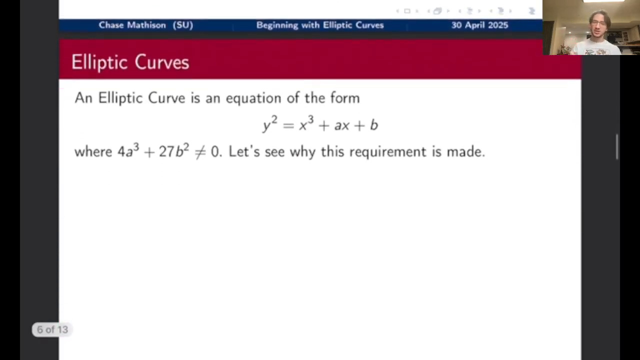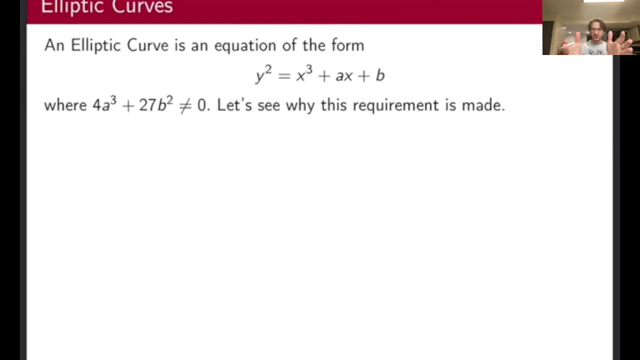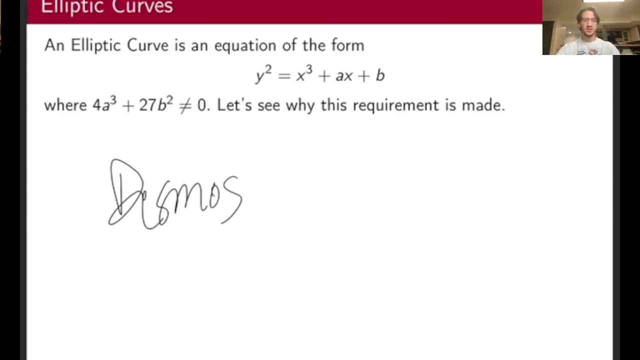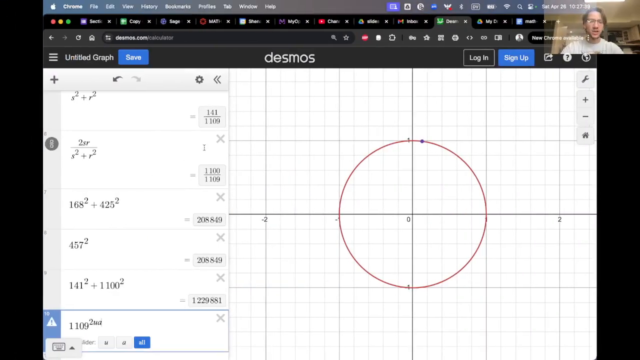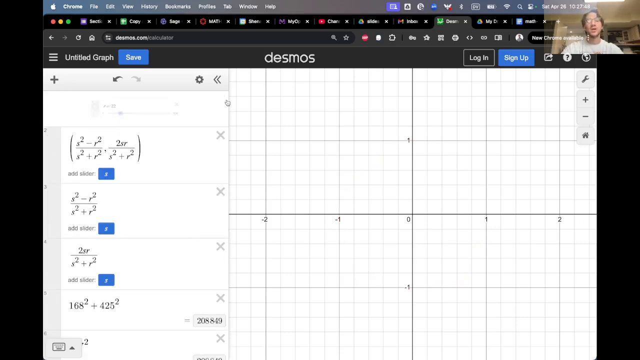Okay, so now let's talk about elliptic curves. An elliptic curve is an equation of this form. y squared equals x cubed plus ax plus b, where 4a cubed plus 27b squared is not equal to 0. So let's look at some examples. We're just going to go to Desmos, instead of rigorously writing this out. So a circle is not an elliptic curve, right? You could rearrange it to be like y squared equals 1 minus x squared, but that's not the form that we want.